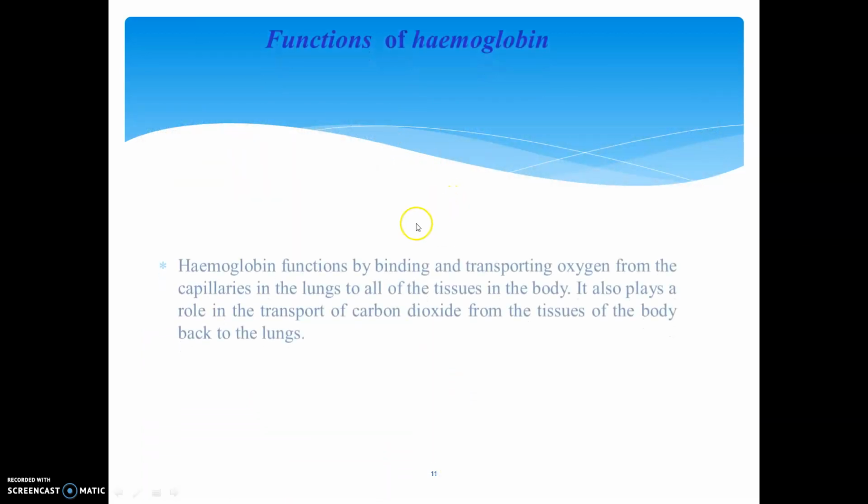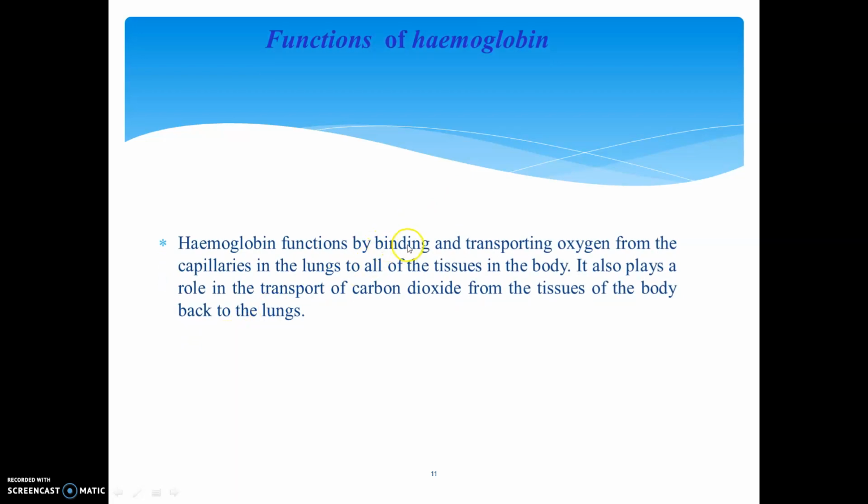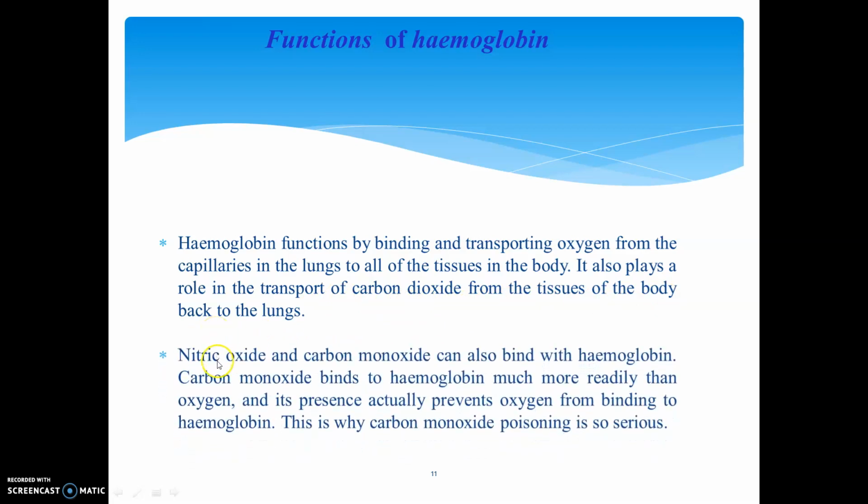Coming to the functions of hemoglobin. Hemoglobin functions by binding and transporting oxygen from the capillaries in the lungs to all of the tissues in the body. It also plays a role in the transport of carbon dioxide from the tissues of the body back to the lungs. Nitric oxide and carbon monoxide can also bind with hemoglobin. Carbon monoxide binds to hemoglobin much more readily than oxygen, and its presence actually prevents oxygen from binding to hemoglobin. This is why carbon monoxide poisoning is so serious.